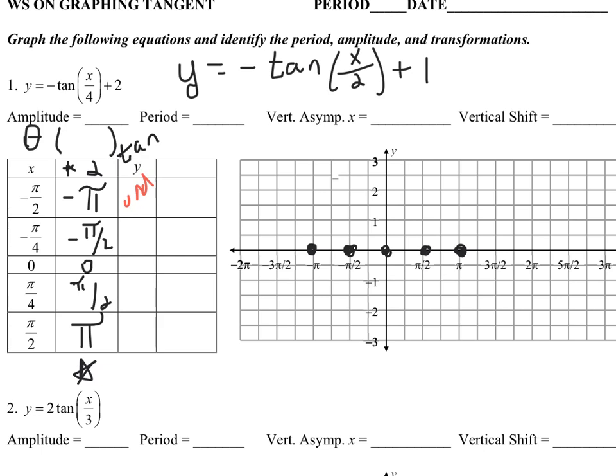Okay, and then again, we're going to keep going down here. Negative pi over 4, the value for tangent at negative pi over 4, that value is negative 1.